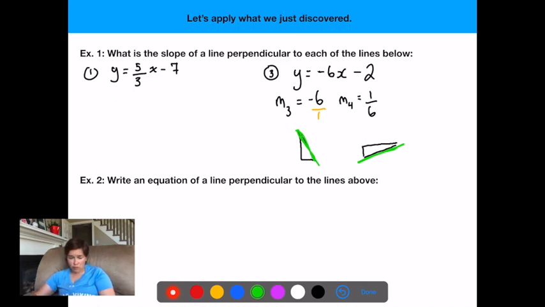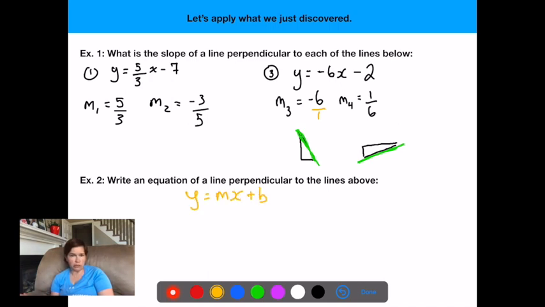Let's move on to example 2 then. So example 2 says write an equation of a line perpendicular to the lines above. So perpendicular to 1 and 3. Okay, well, we found the slopes. We lost this one here. Let me just write this work back on. 5 over 3, slope of line 2 was negative 3 over 5. So if I want to come up with an equation of a line, again, using y equals mx plus b.